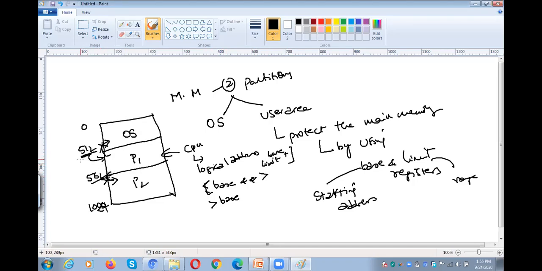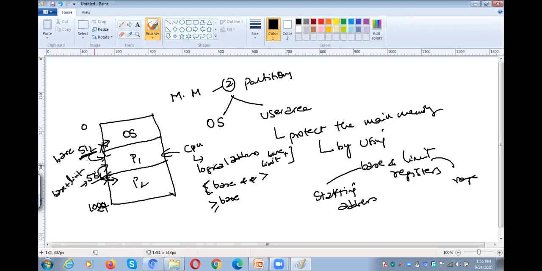When the CPU is executing process P1, the generated logical address needs to be greater than or equal to base, 512, and it needs to be less than 562. Then only we are in P1. Have you got my point? It is the base value. What is this? It is base plus limit.